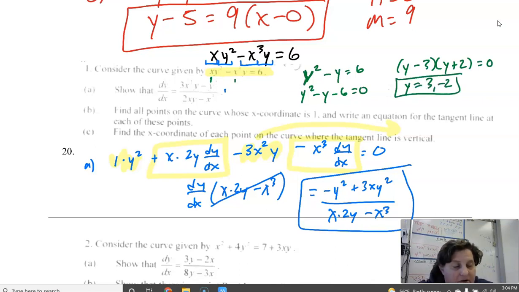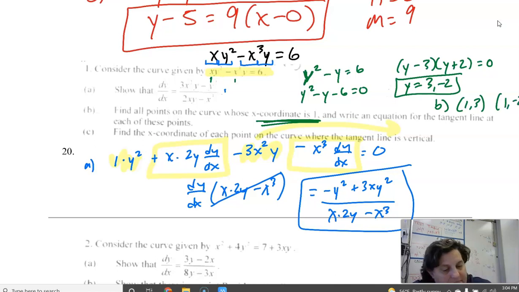So the points on the curve, remember, this is where the x-coordinate is 1. There are actually two different points here for part B: the point 1, 3, and 1, negative 2. Because x is 1, y is 3, and x is 1, y is negative 2. So that's my answer for part B.